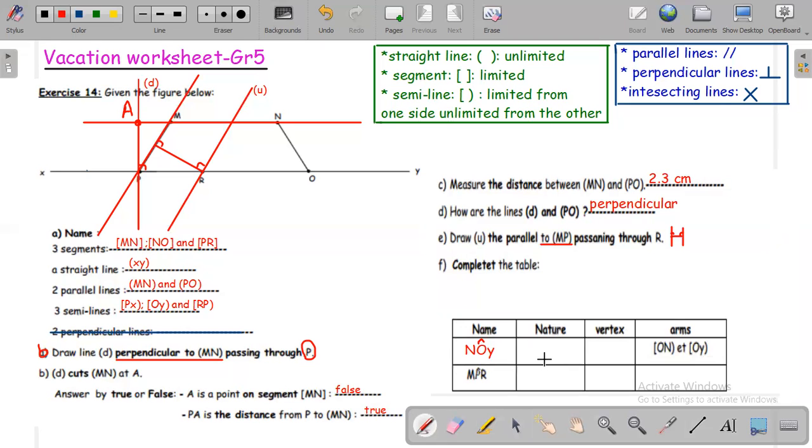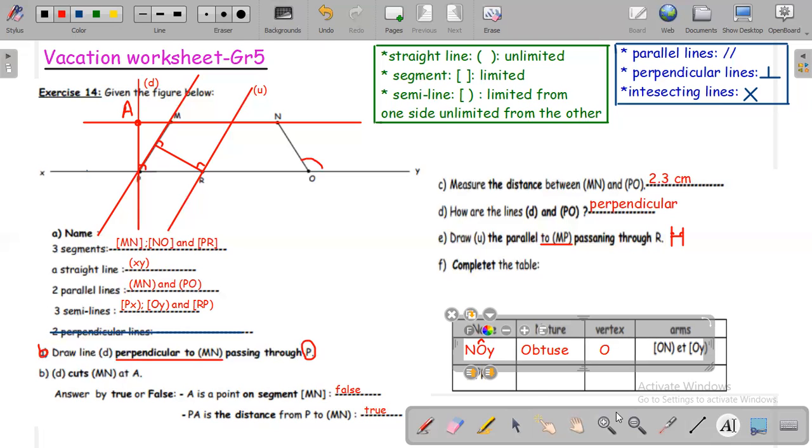Now, what is the nature of angle NOY? Let's look. It's bigger than a right angle. So the nature is obtuse angle. And what is the vertex? The vertex is O. O capital letter because it's a point.